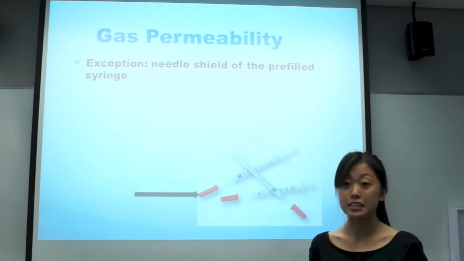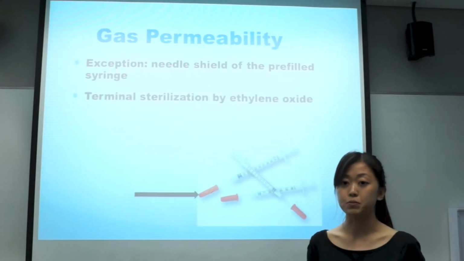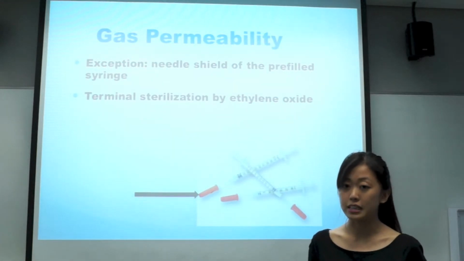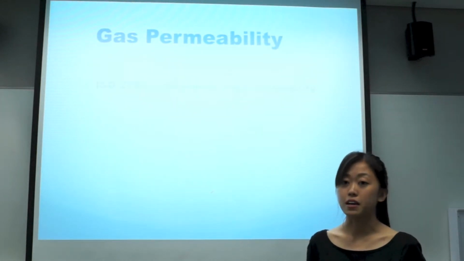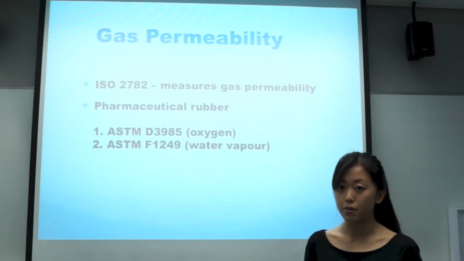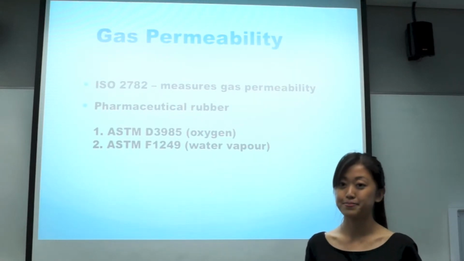Such is the case of the needle shield of the prefilled syringe. The needle shields are pre-assembled with the syringes and terminally sterilized by ethylene oxide. Ethylene oxide must be able to permeate the needle shield to reach the needle beneath. Gas permeability of the rubber closures should adhere to the standard of ISO 2782. In addition, pharmaceutical rubbers should also adhere to this ASTM standard for oxygen and water vapor permeability respectively.